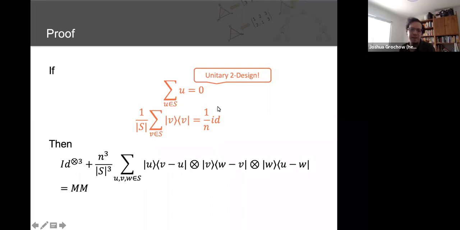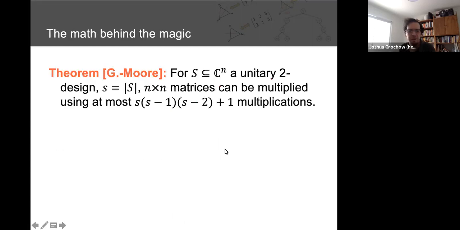So this is a finite set which, up to integrating degree 2 polynomials, looks like the unitary group. If you have a unitary 2 design, you can write matrix multiplication like this. And how many terms does this have? Well, this is our main theorem. If I have a unitary 2 design of size S inside C^n, then n by n matrices can be multiplied in S times (S minus 1) times (S minus 2) plus 1 multiplications, because this is that identity cube term that we had to add in.